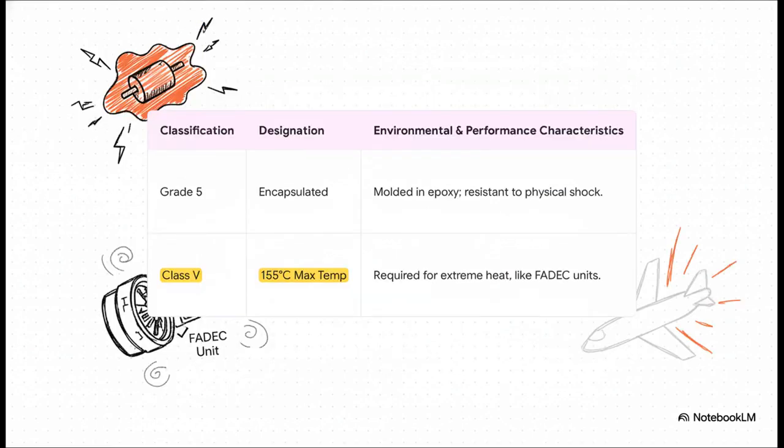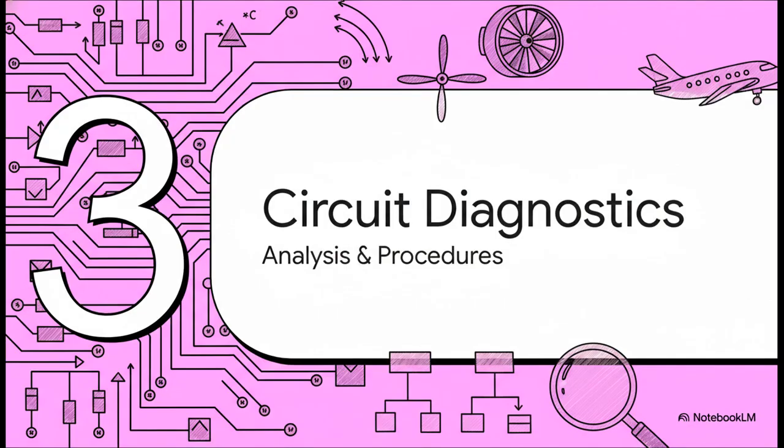Similarly, MIL-PRF-27 governs inductors. Grade 5 encapsulation, molding and epoxy, provides resistance to shock and moisture. Of particular importance is the Class V thermal rating, specifying 155 degrees Celsius maximum temperature. This is a direct engineering response to the extreme thermal environments found in applications like engine bay-mounted FADC units. We now apply this component-level knowledge to circuit analysis and FAA-approved diagnostic procedures.